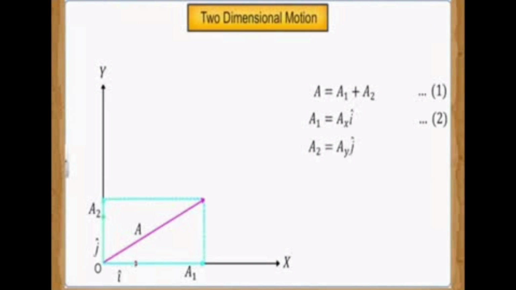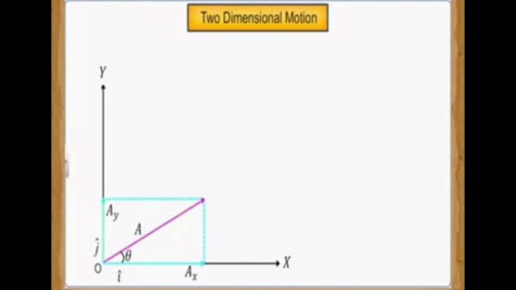So A2 is along the y axis, so A2 equals Ay j. For the resultant vector, you have to add the two vectors, 2 and 3. Substituting in equation 1, you get A equals Ax i plus Ay j. So adding the two components, Ax and Ay are the two components. We are dividing that one vector into two component vectors, Ax and Ay. See, it is like a rectangular shape.